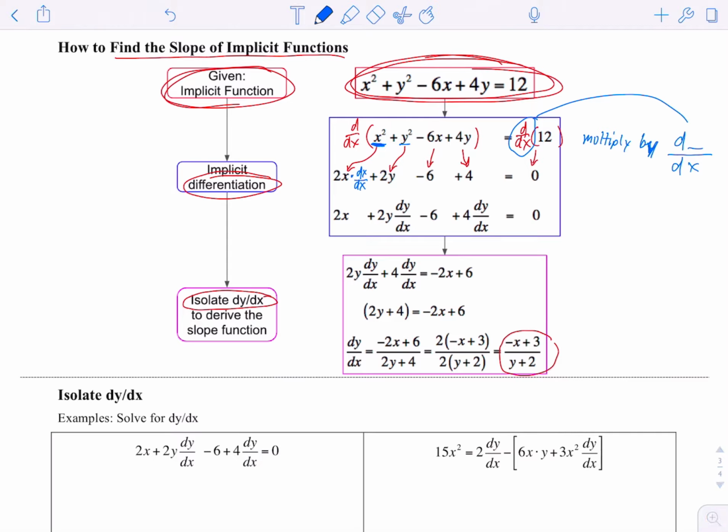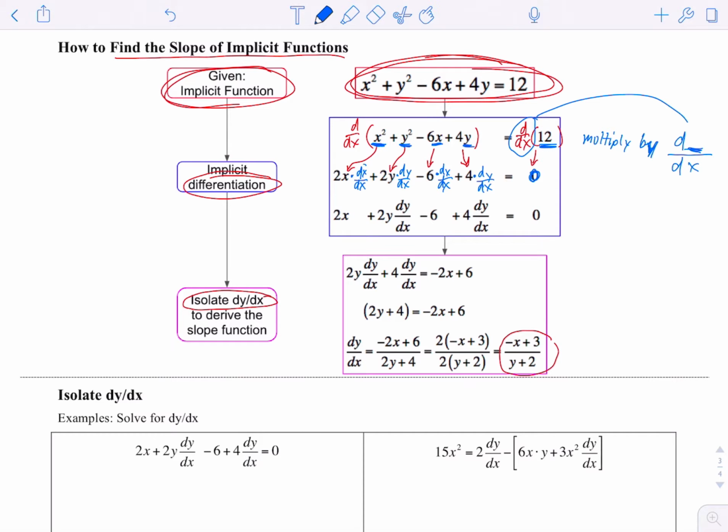Now let's look at this function. That's a y function, so I need to multiply this by dy over dx. The next one is an x function, so I need to multiply by dx over dx. And this last one is a y function, so I need to multiply by dy over dx. You might be wondering, what about this 12? Well, there's no variable, it's just a constant, so it's just 0. That makes sense.